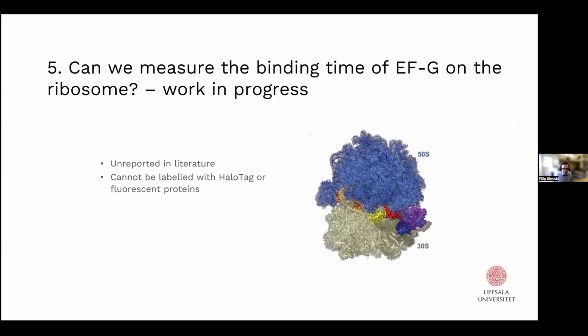Finally, just to give you a pinch of where we are, we are looking at measuring the binding time of one of the factors I mentioned previously in the presentation, and that is elongation factor G. You will hear more about it from Adrian's project, which is correlated to this. What we know is that we do not know how fast this moves, and literature and experience from other research groups show that we cannot label this with a Halo tag or any fluorescent protein. And that's where the natural amino acids come in.